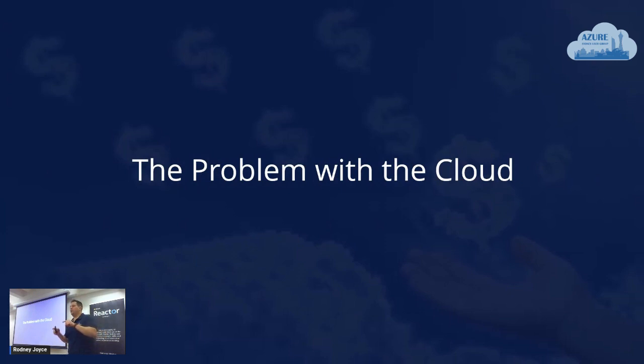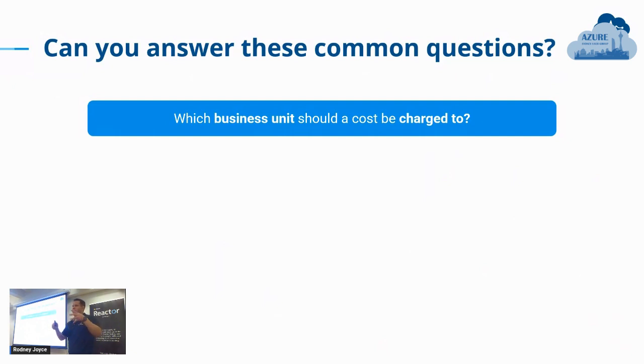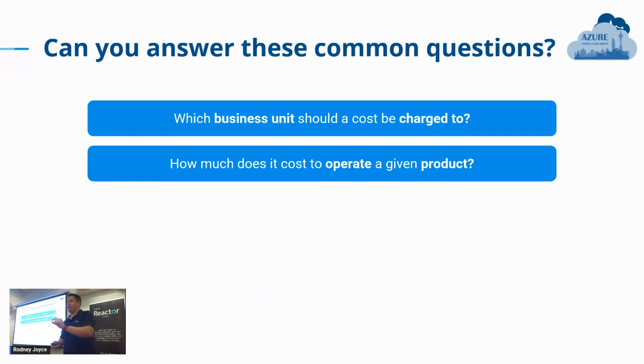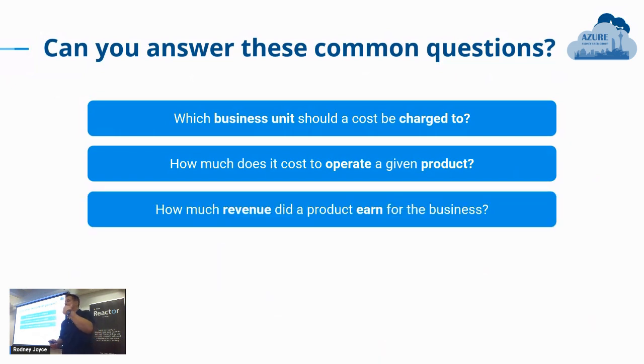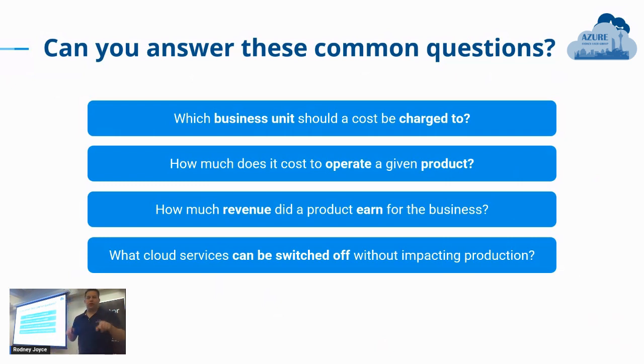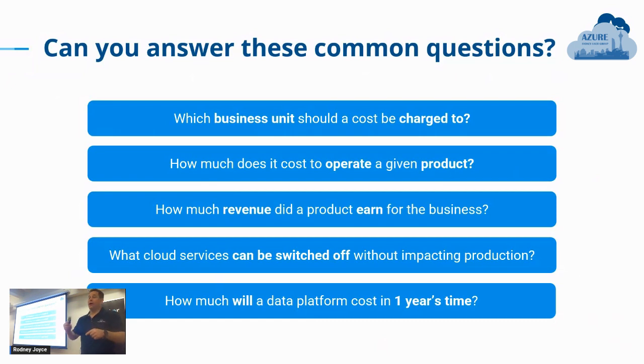Okay, so to understand what FinOps is, let's first start with the problem and the drivers as to how we arrived at this point, the problem with cloud. So think about your organizations and your businesses. Can you answer these common questions? Imagine the CFO or the CIO comes to you, or the program manager, whatever your role is, and they say to you, which business unit should a cost be charged to? Or how much does it cost to operate a given product in your business? How much revenue did a particular product or business unit generate for the organization? Which cloud services can be turned off without impacting production? And how much will a data platform cost in a year's time? So cost estimation. Now, if you think about these, they're actually really difficult questions to answer. And there's a very good reason for that. It's because we're not really tracking these things.